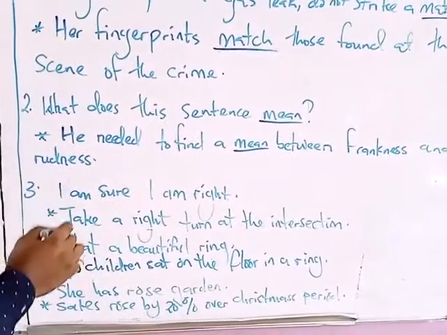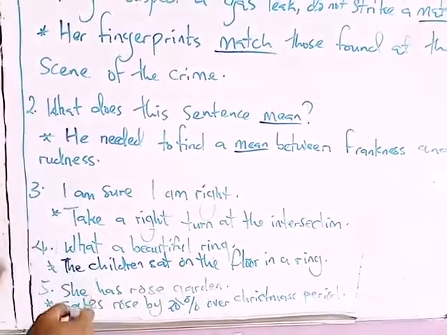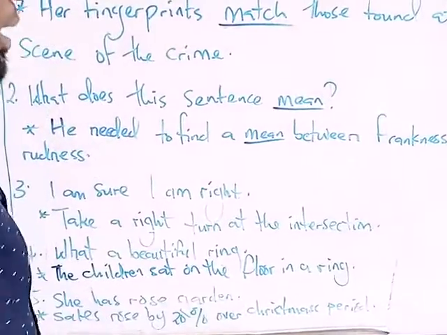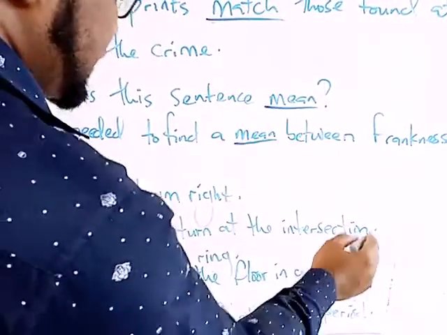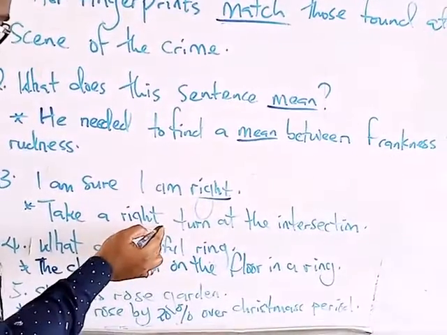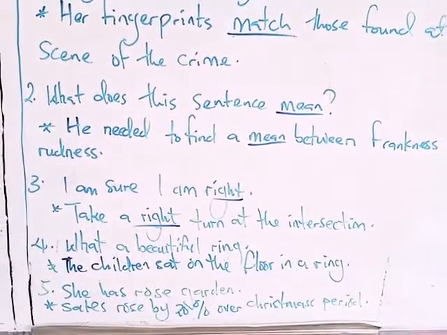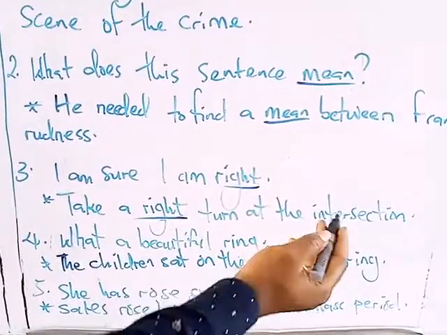3. I am sure I am right. The second pair, take the right turn at the intersection. We now understand the first right and the second right. Verb.